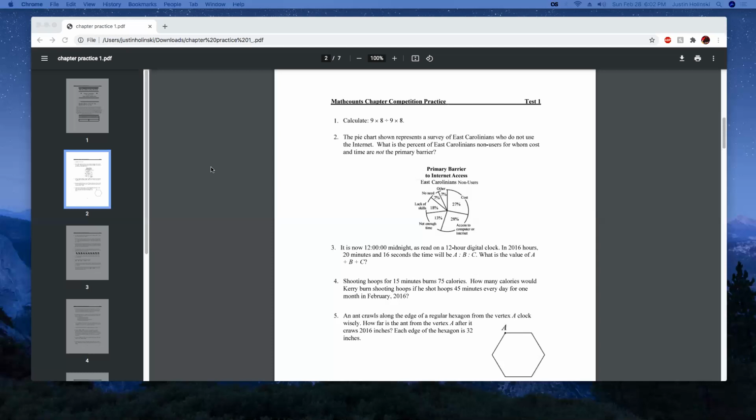It looks like they give us a pie chart showing the results of a survey of people in East Carolina. I don't think that's a real place. East Carolinians who do not use the internet. What is the percent of East Carolinian non-users for whom cost and time are not the primary barrier? So how do we want to set this one up? Just take all the ones that aren't cost and time and add those together, or you subtract cost and time from 100.